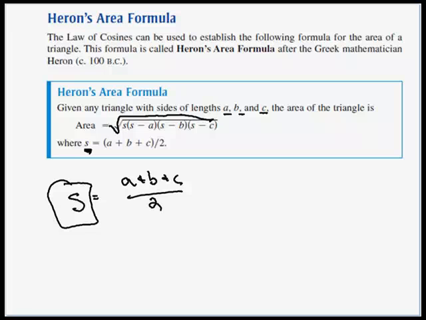Underneath that radical, we have S, this number, times three other things. S minus side A, times S minus side B, times S minus side C. So each side has a term being subtracted from this number S, and those three numbers are multiplied by S itself, and don't forget at the end we take a great big square root of it all.